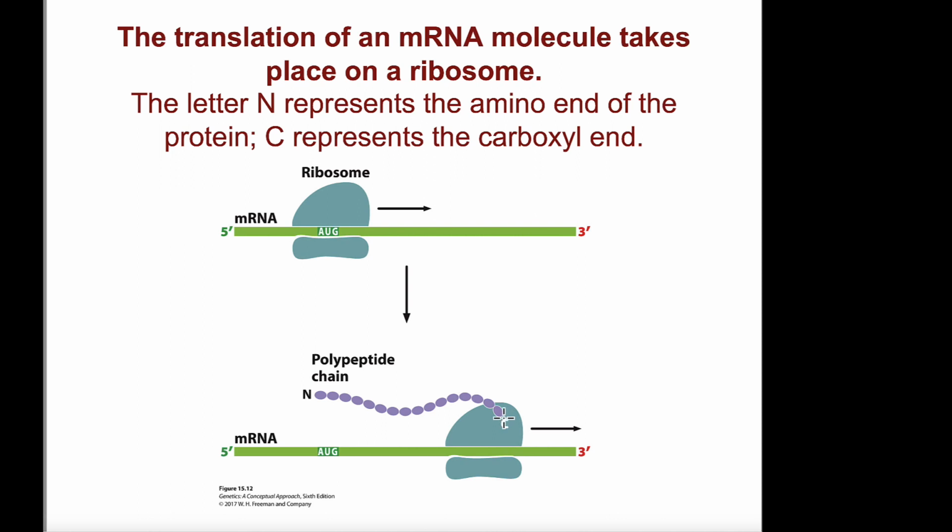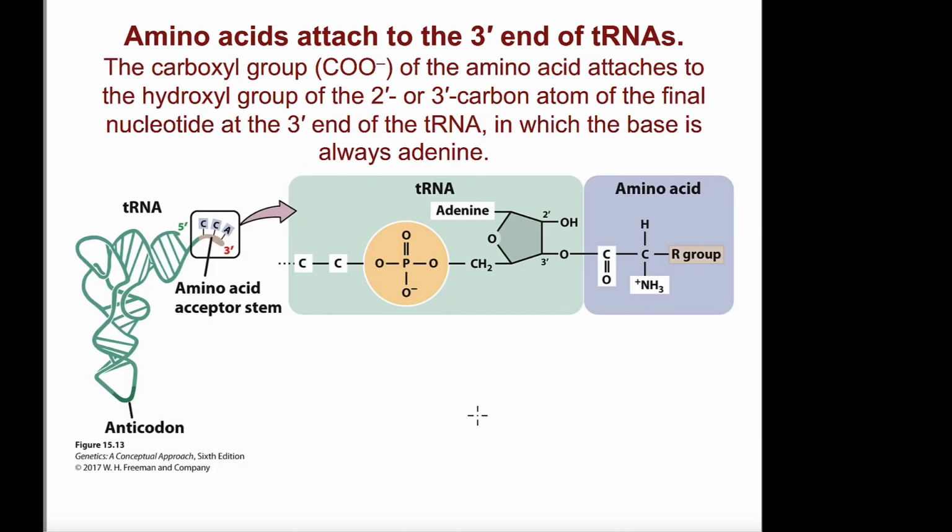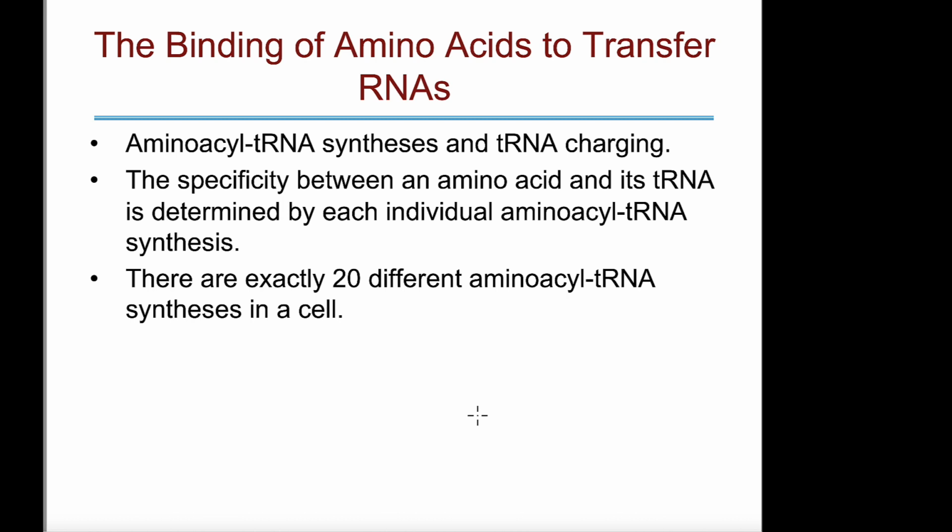And the mRNA is read in a 5' to 3' manner. As I stated, let me go back. The enzyme that charges the tRNA, meaning it adds an amino acid to the 3' end, is called aminoacyl tRNA synthetase. There is specificity between the amino acid that is being added and the tRNA. It's determined by that synthetase. There are 20 different enzymes, the aminoacyl tRNA synthetases, that are responsible for charging these tRNAs.